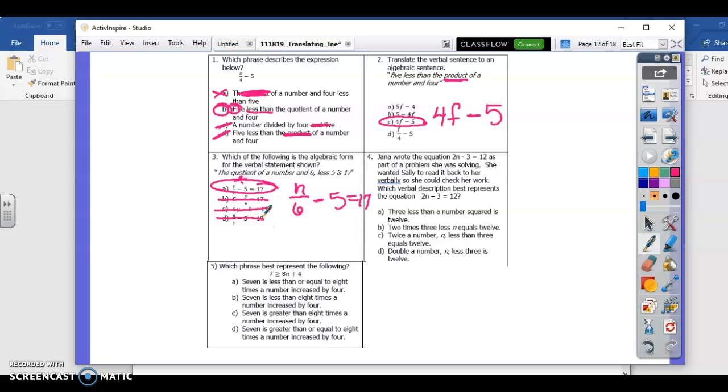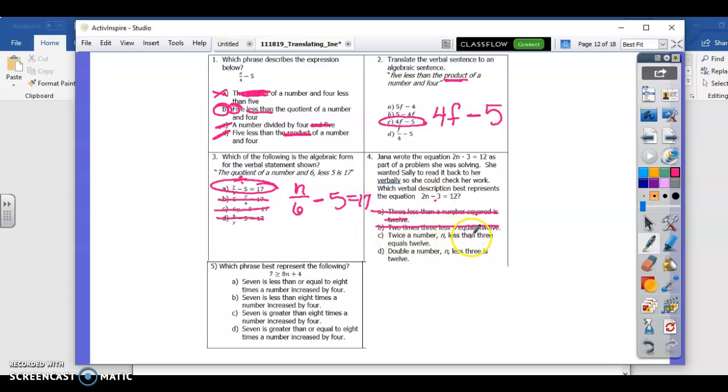Number 4, Jana wrote the equation 2n minus 3 equals 12 as part of a problem she was solving. She wanted Sally to read it back to her verbally so she could check her work. Which verbal description best describes this? 3 less than, so that means that the 3 would come second. 3 less than a number squared. This is not squared, this is times 2, so that's wrong. 2 times 3, I'm not multiplying 2 times 3. Twice the number, so that's good.